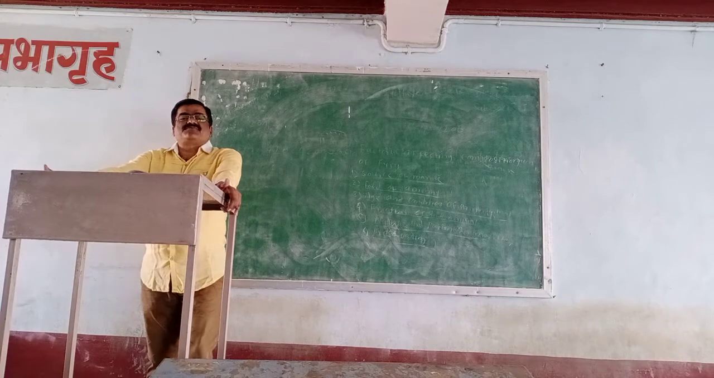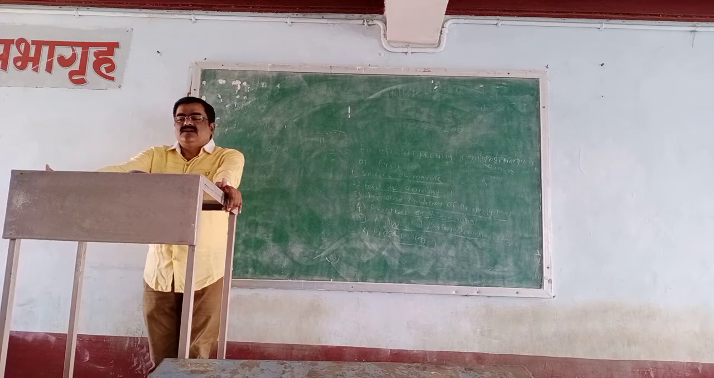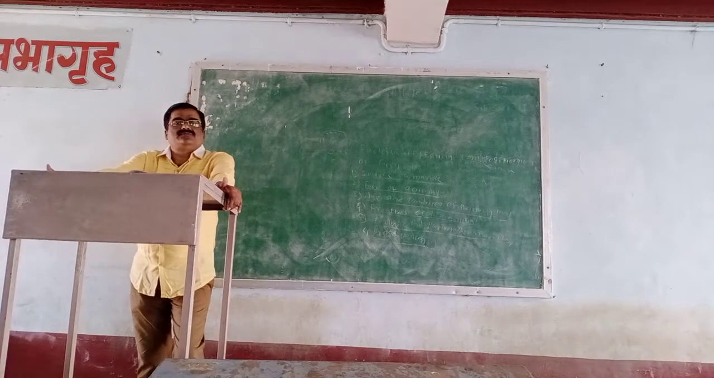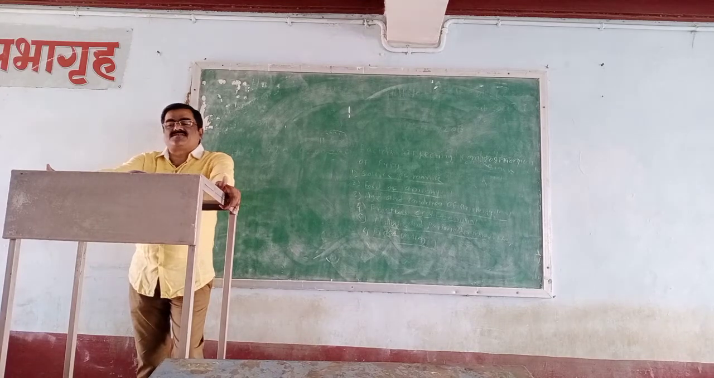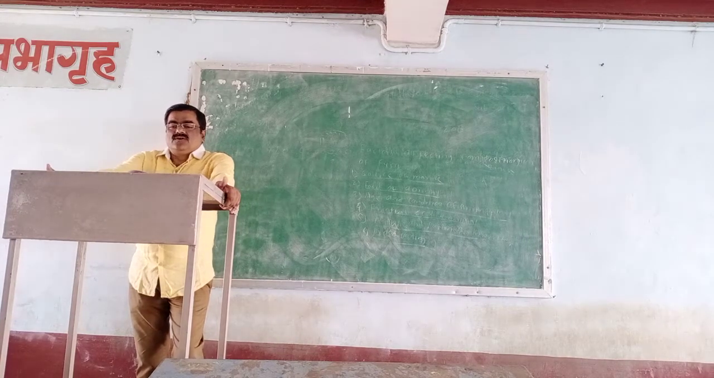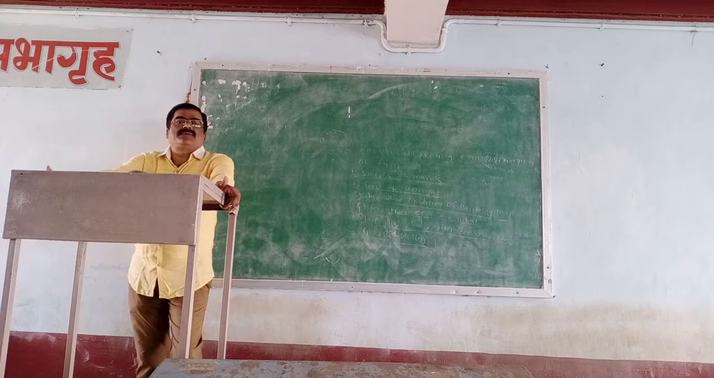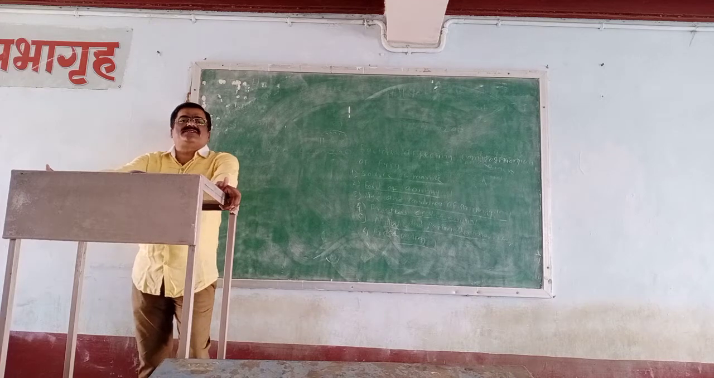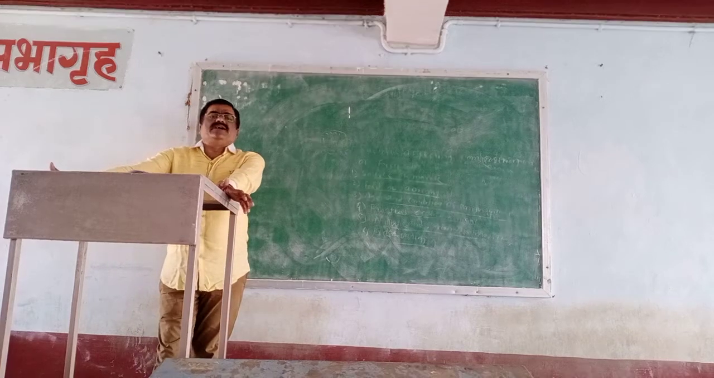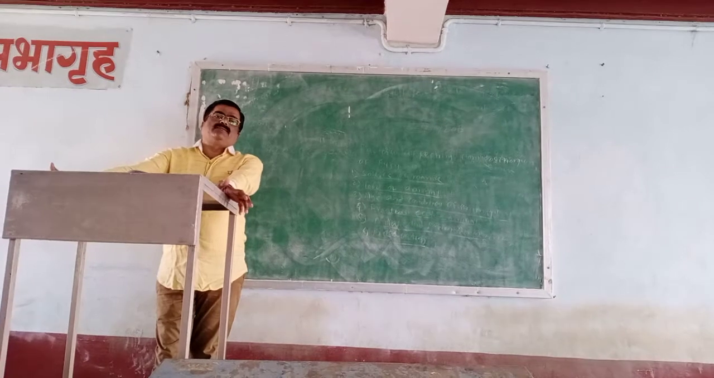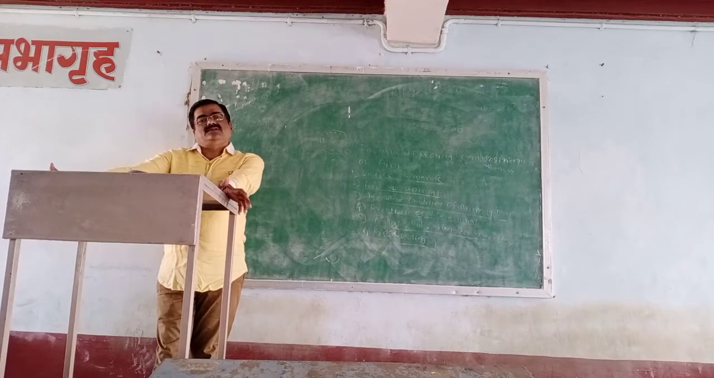Centimeter, CGS म्हणजे काय? Centimeter for length, gram for mass, and second for the time. As well as FPS, foot, pound, and second. And the MKS units, that is meter, kilogram, and second. These are the various systems. With the help of these systems, we can measure the quantities.